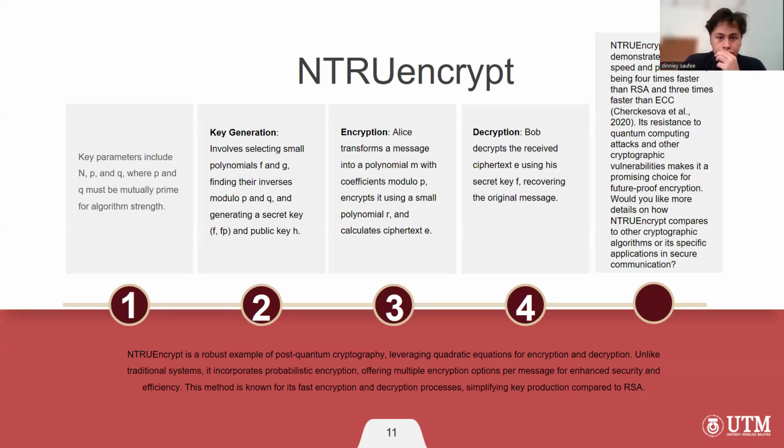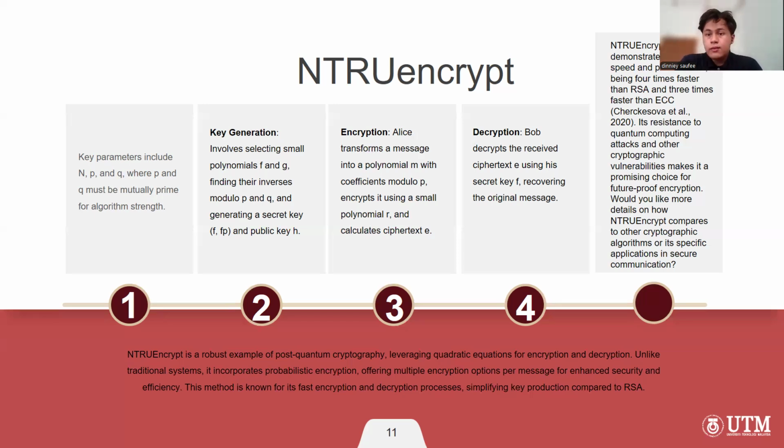First, I'm going to go through the working with the key parameters N, P, Q. The N, P, Q must be defined, so the system must be set up first. Then it involves key generation, where it involves setting small polynomials F and G, finding the inverses, and generating a secret key and public key. Then comes encryption: transform a message into a polynomial M, with the conversion modulus P, encrypt using a small polynomial R, and calculate ciphertext C. And the decryption can decrypt the message using the received ciphertext C and the secret key. This is the basis of NTRUEncrypt.